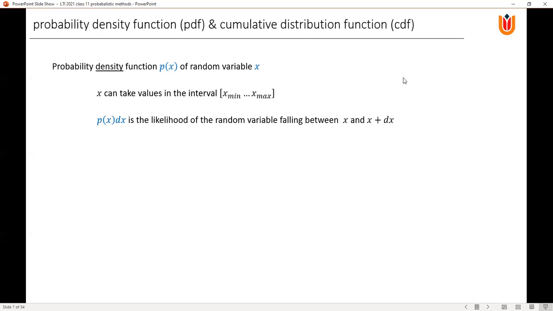So finding the value of x, but then in a small interval. The probability density function is normalized by definition on that domain. So if you would integrate p of x over the values it can take, so from x minus to x max, then the answer should be 1. That imposes a normalization constant.